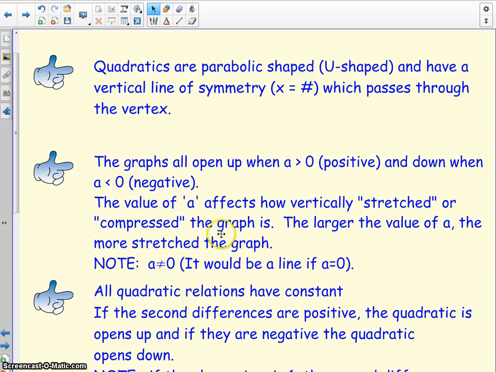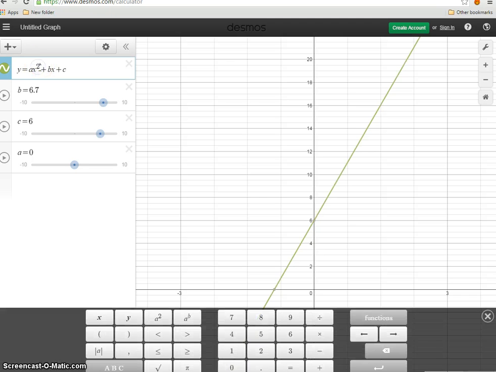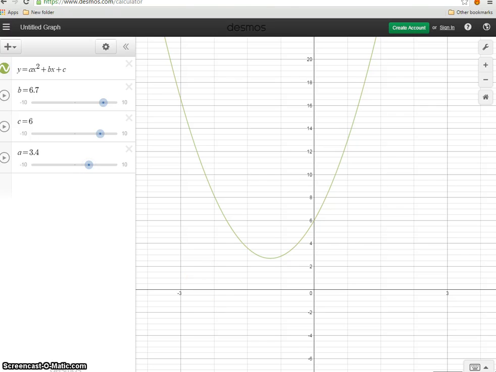As we saw on the graph, the value of a also affects how vertically stretched or narrow, or compressed and wide, the graph is. The larger the value of a, the more stretched or narrow the graph is. Also keep in mind that we can't have an a value of 0. If we did, you can see what happens here. If we have an a value of 0, we actually have a line, because the ax squared part is all gone. We're just left with bx plus c, which really is just the equation of a line with different values for the slope and y-intercept. So the a value can't be 0 if we're going to talk about quadratics.